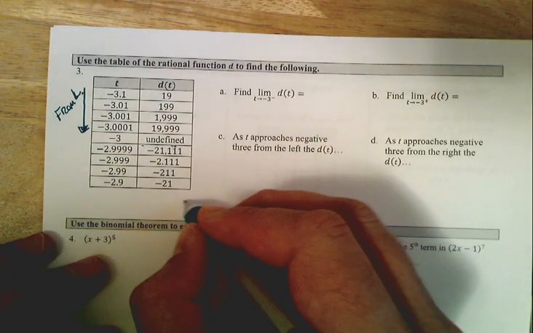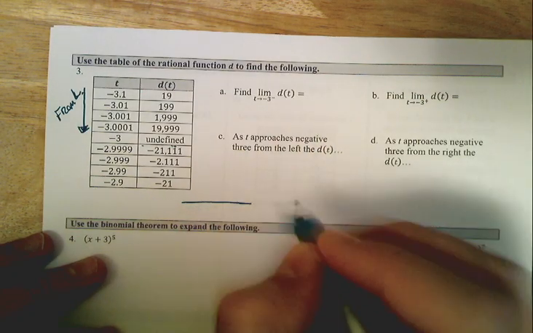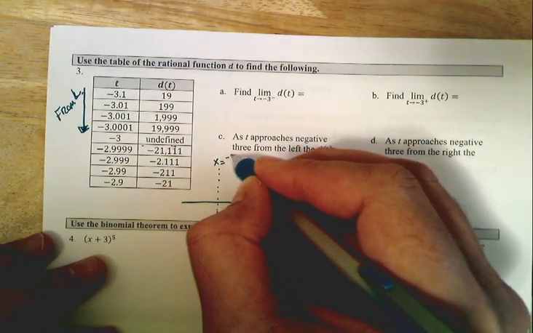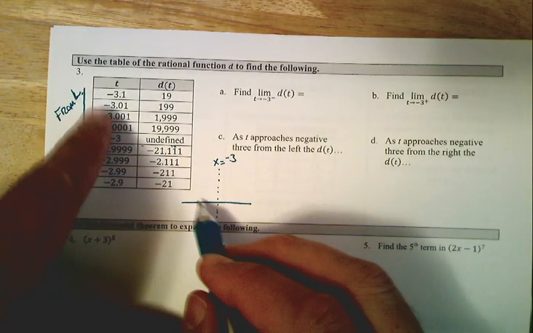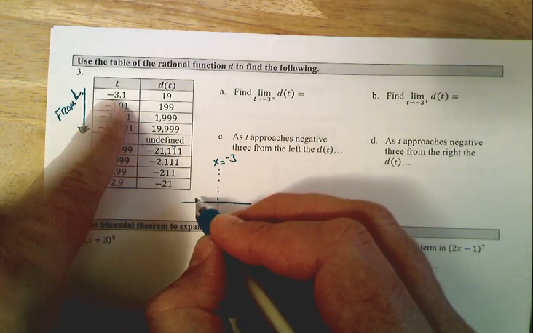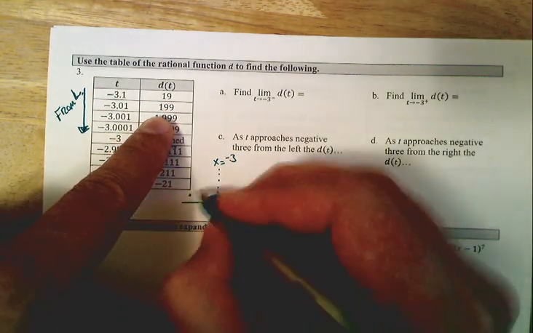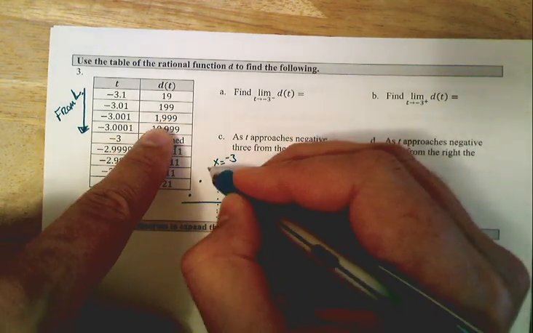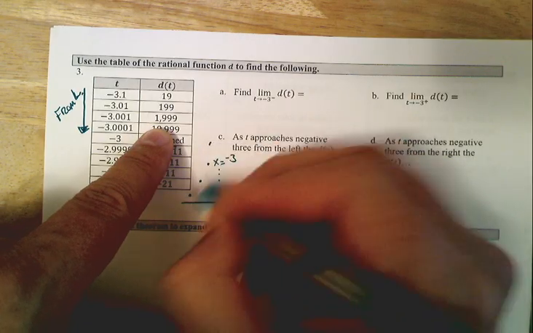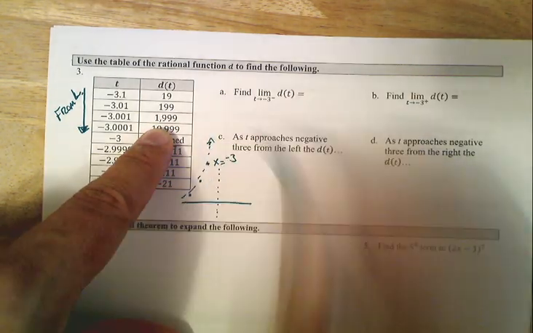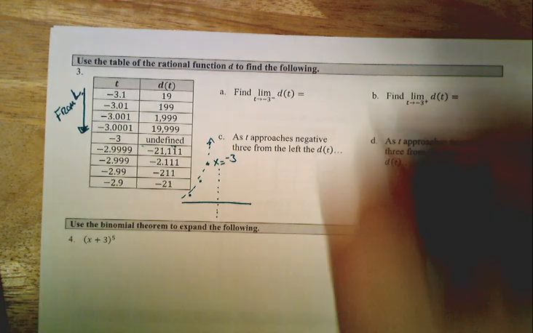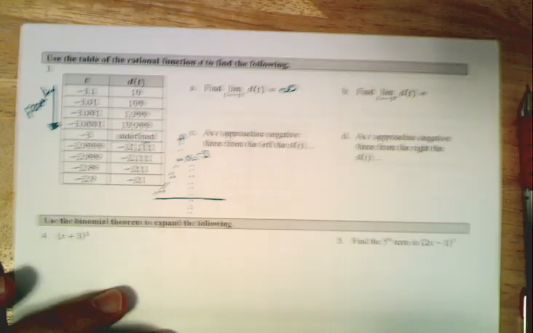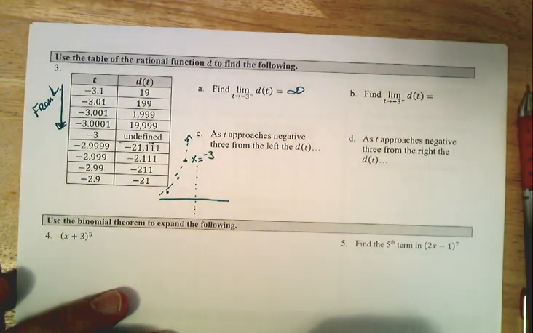If I were to graph this, let's say this is the graph, and this right here is x equals -3. I kind of plotted these. So at -3.1, 19 will be up here. And then this is a little bit closer, it's going to be 199, so it's going to be much higher. This is going to be much higher than that, and this is much higher than that. You can kind of see it's approaching infinity. So this should be going to positive infinity as we approach -3 from the left.